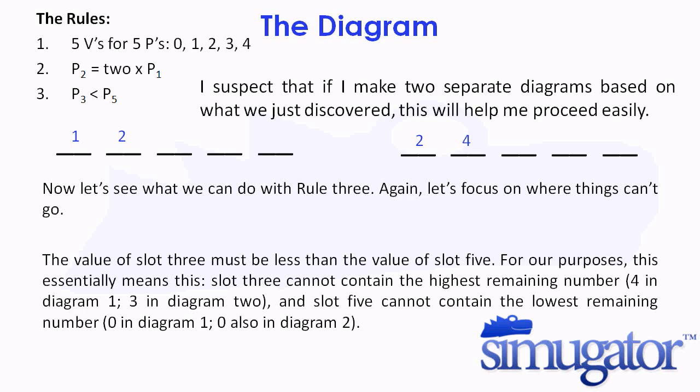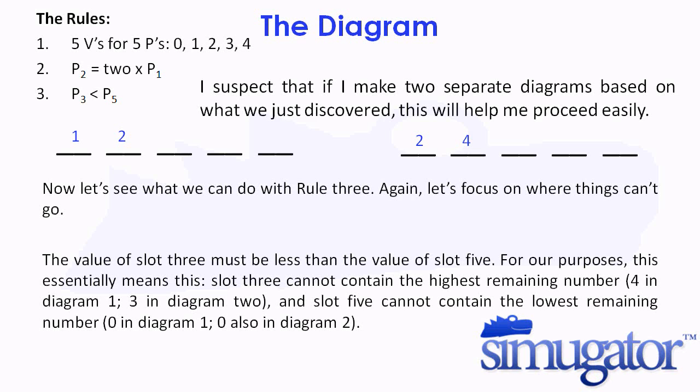Now, when you have only a few possibilities like this, basically you just want to make 2 separate diagrams. It's going to help you keep things separate and proceed easily. So that's exactly what I did. On the left side I have master diagram 1, and on the right side I have master diagram 2. Now I'm going to see what we can do with Rule 3.